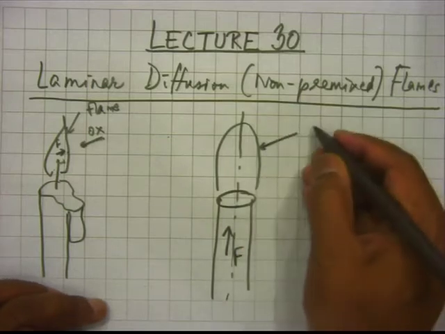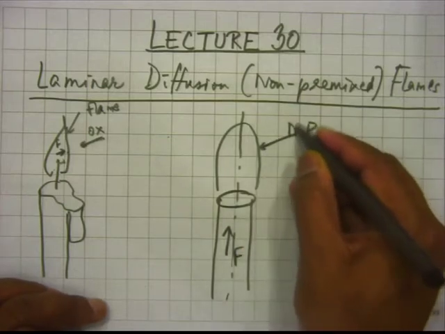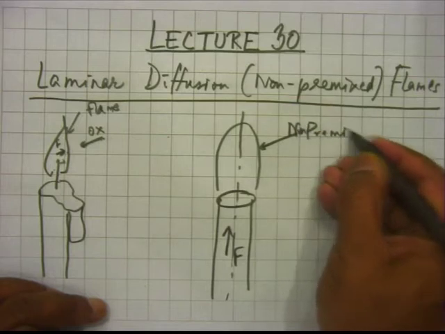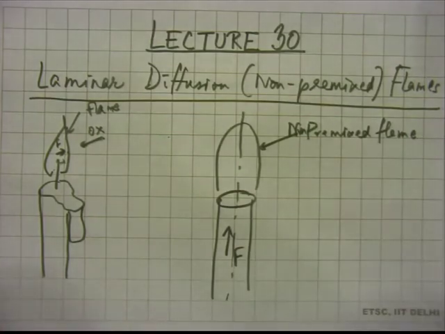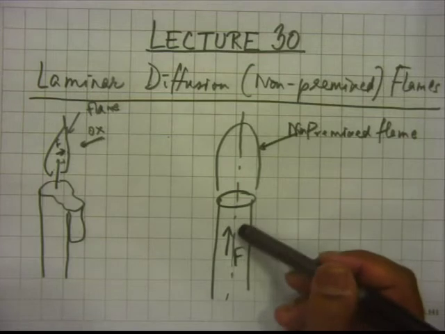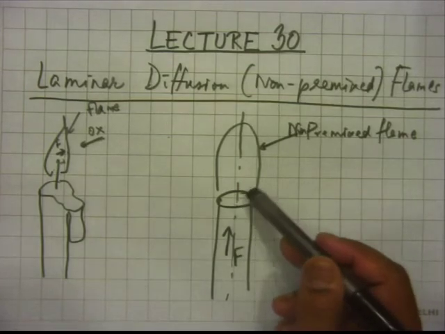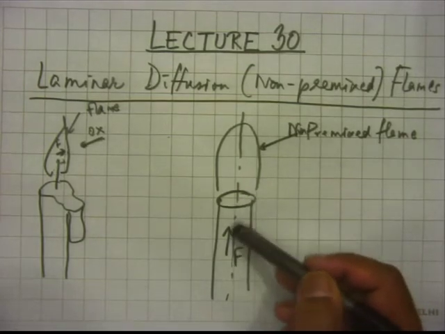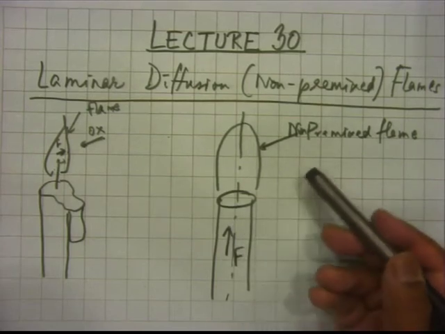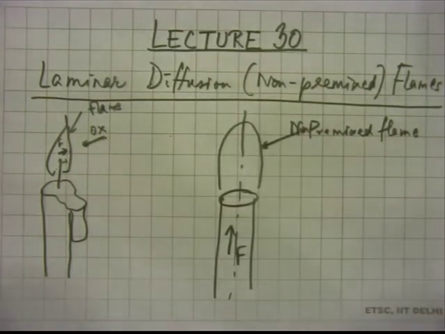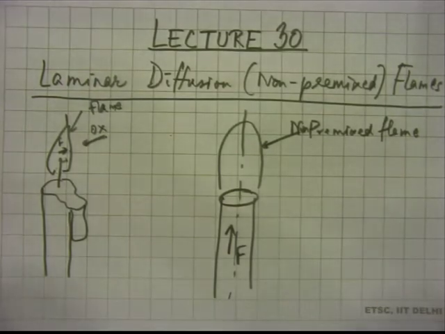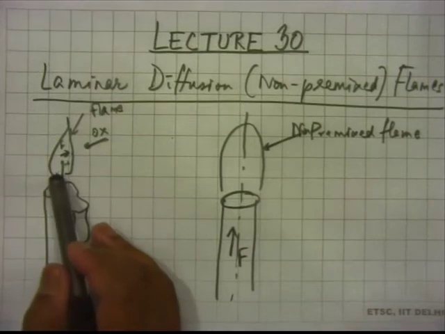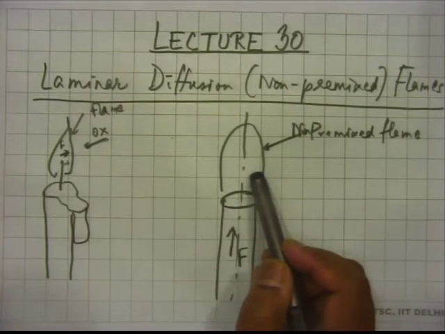So this we will call a non-premixed flame, and this non-premixed flame will be laminar if the flow situation is laminar. Because if there are not too many fluctuations in this flow, if the velocities are not high, if the stream which is coming here is not turbulent, or outside there is not a lot of turbulence, then you get a laminar non-premixed flame. So this is better defined than the candle flame. So this is the sort of flame that we like to study.